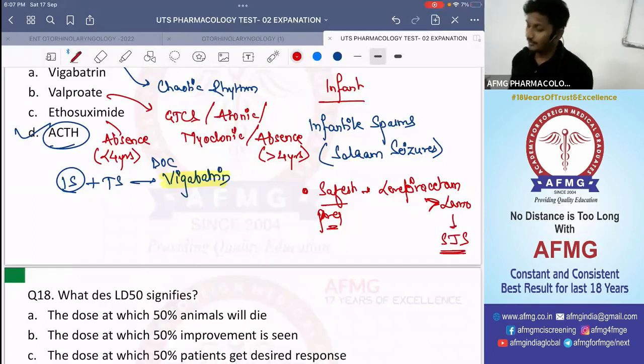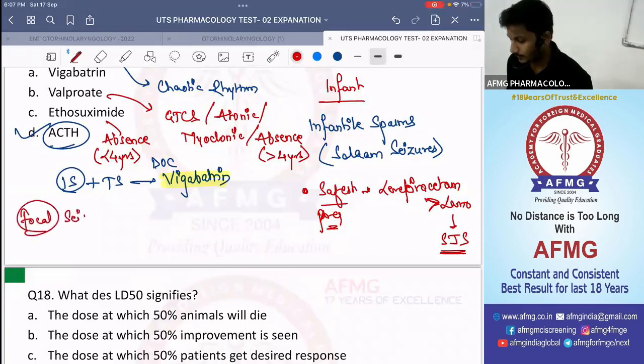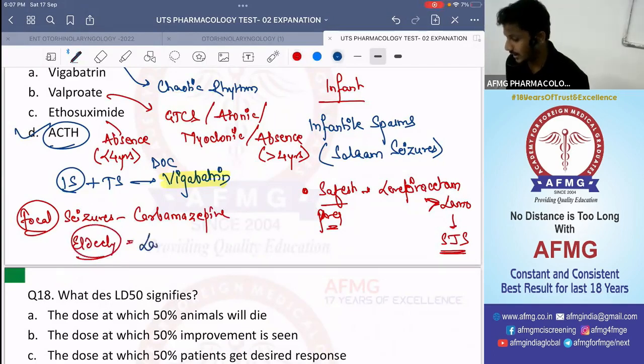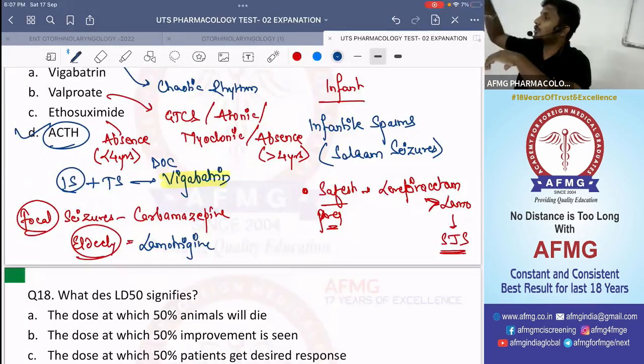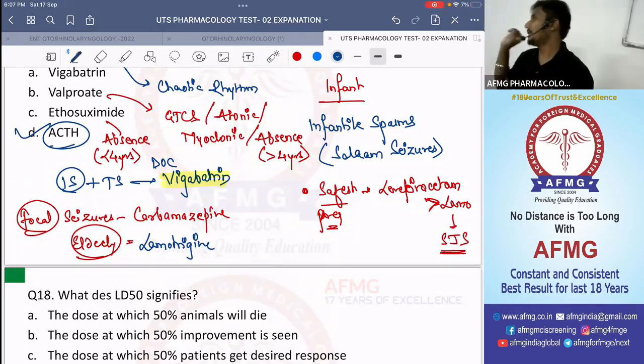If I talk about focal seizures, what is the drug of choice for focal seizures? Very good. The drug of choice for focal seizures is carbamazepine. But in cases of elderly patients, the drug of choice for focal seizures changes to lamotrigine. Focal means only involving a group of muscles, okay? So abnormal movements are happening in only one group of muscles. Then these are called focal seizures.